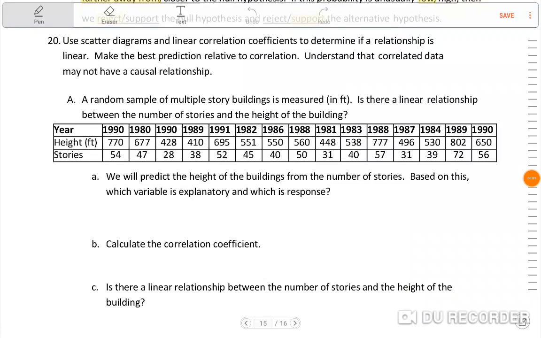All right, last video. Just a couple more questions and then we are done. So number 20, what we're looking at here. It says, use scatter diagrams and linear correlation coefficients to determine if a relationship is linear. Make the best prediction relative to correlation. Understand that correlated data may not have a causal relationship.